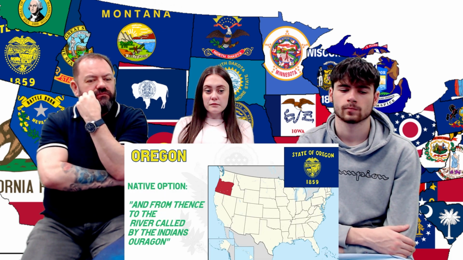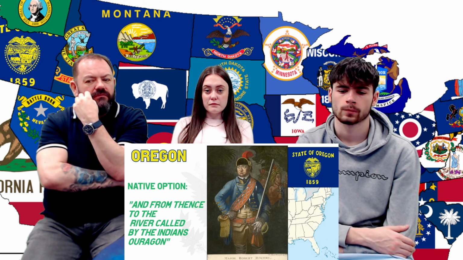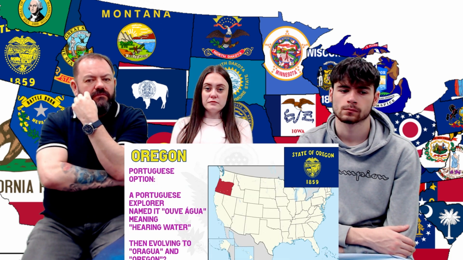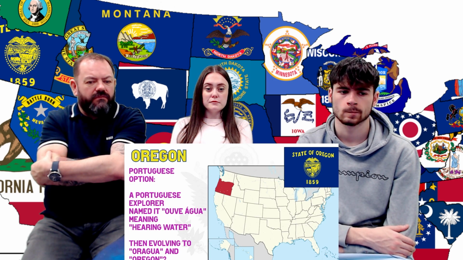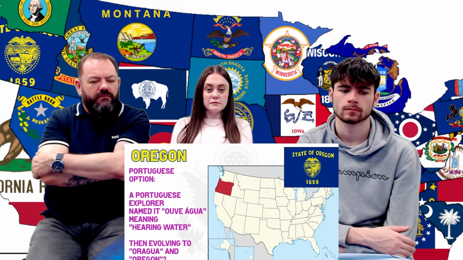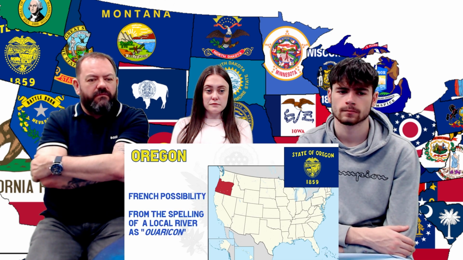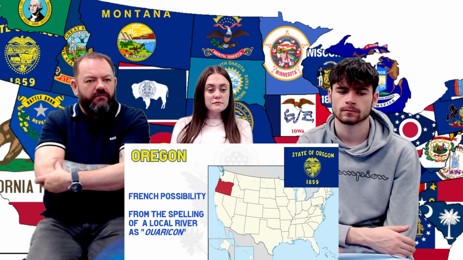The native origin possibility is evident in a 1765 petition to the British king. Robert Rogers, an American colonial frontiersman, wrote, and from thence the river called by the Indians Oregon. In 1904, the local Sunset magazine argued the name came from a Portuguese explorer who had named it Of Agua, meaning hearing water, after the sound the waterfalls made, with that name then being adapted to Oragua and then Oregon. This one seems kind of a stretch, to be honest. Or the French possibility, where the name would come from the spelling of a local river as Waricon, although this would likely be an adaptation of the native name we saw in the second option.